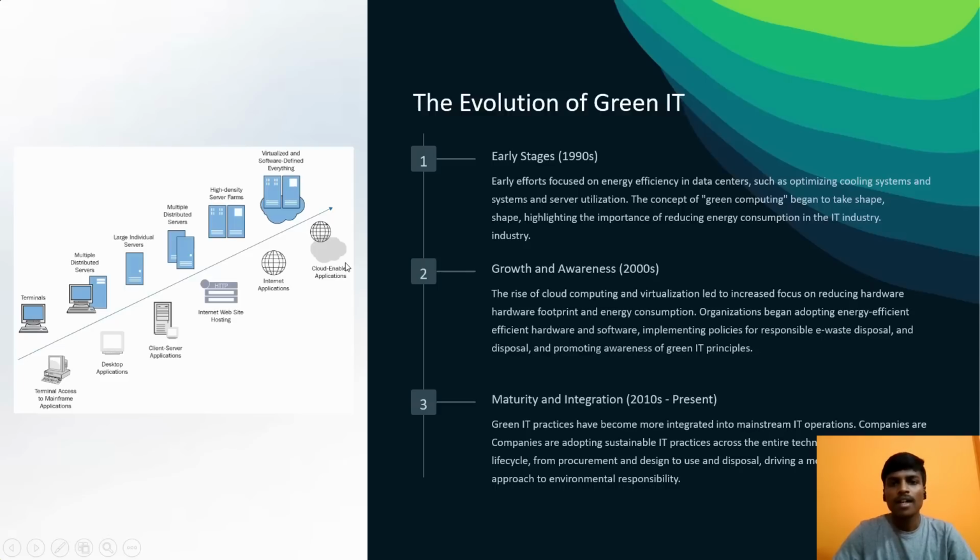The evolution of Green IT, early stages in the 1990s. Around the 90s, early efforts focused on energy efficiency in the data center, such as optimizing cooling systems and server utilization. The concept of green computing began to take shape, highlighting the importance of reducing energy consumption in the IT industry.